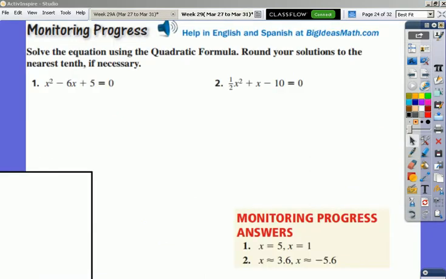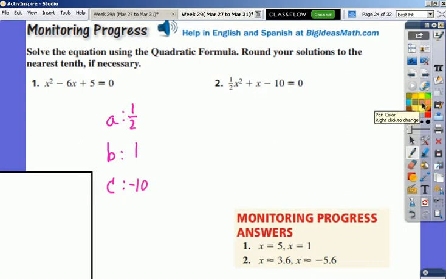Let's take a look at number 2. I'm going to list my A, B, and C values. What's A? 1 half. What's B? 1. What's C? Negative 10, right?